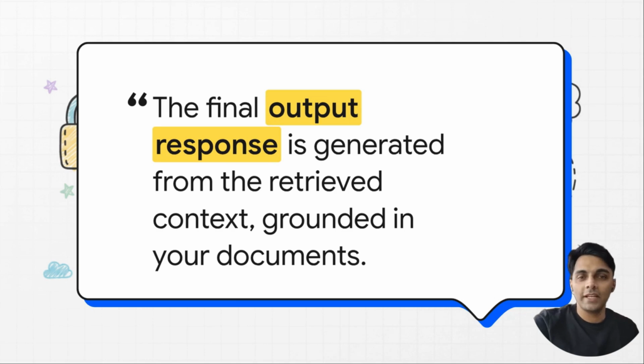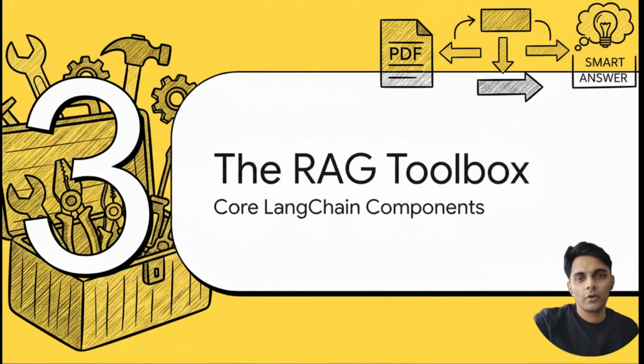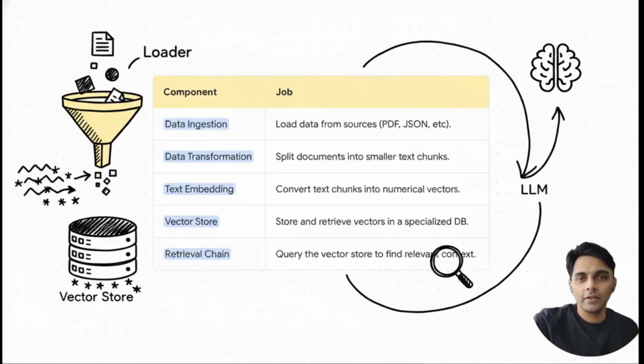So we've just walked through the entire process, from a raw PDF all the way to a smart, accurate answer. You might be thinking, this sounds complicated to build. But here's the good news. Frameworks like LangChain provide all the tools you need, almost like a complete toolbox for building your own RAG system. You have loaders to bring the data in, splitters to break everything up, embedding models to convert text into numbers, vector stores to save and search those numbers, and retrieval chains to handle the process of taking a user's query and providing the right context to the LLM. Each part has its own clear role to play.